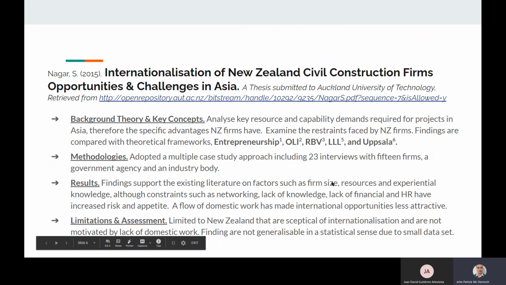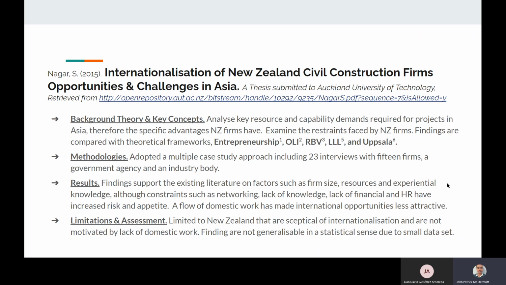So the fourth paper I'm presenting is the internationalization of New Zealand civil construction firms, opportunities and challenges in Asia. The background to this: they analyze key resource and capability demands required for projects in Asia, therefore the specific advantages New Zealand firms have. They examine the restraints faced by New Zealand firms. Findings are compared with the theoretical frameworks of entrepreneurship, the eclectic model, again the resource-based view, the triple L, which includes location, leverage and learning, and the Uppsala model.